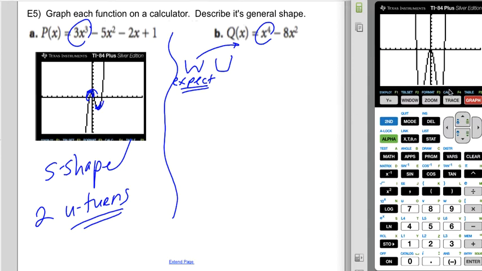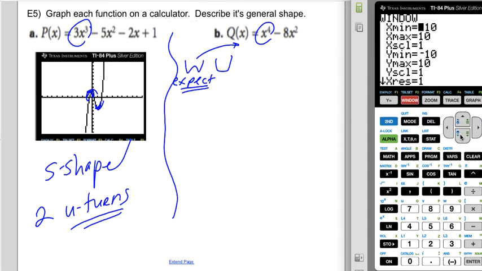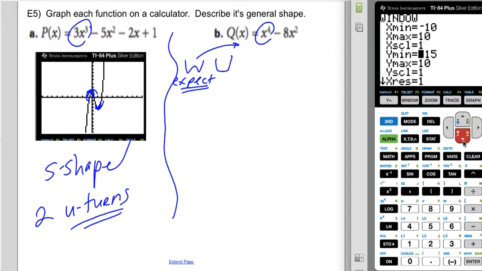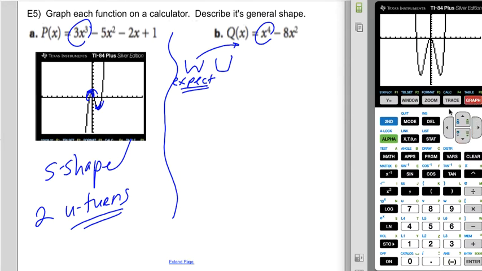It's hard to see the actual U-turn, so I might want to change my window and go a little bit lower. I want to try negative 15 maybe, and graph. Nope, not far enough, so we'll try negative 20. If I want to see those U-turns, I know they're there, but to see them, there we go. So there's my graph.